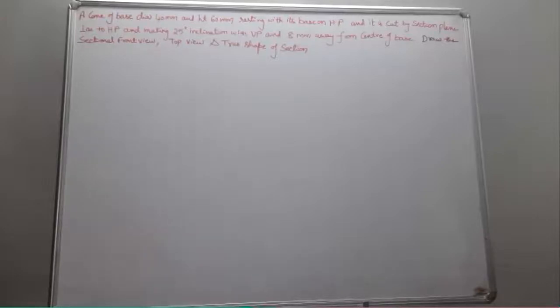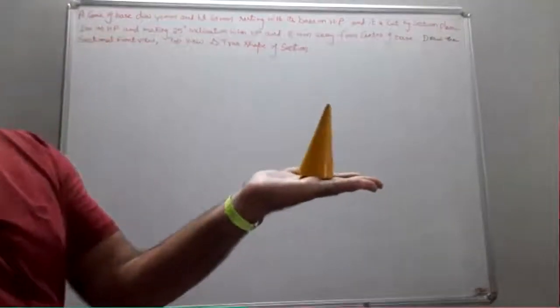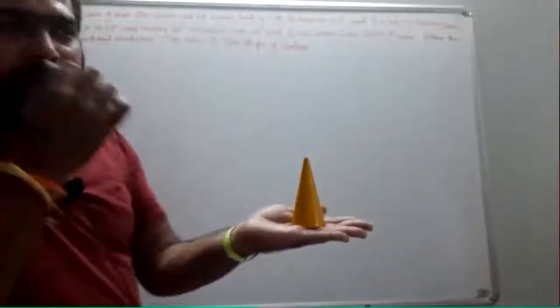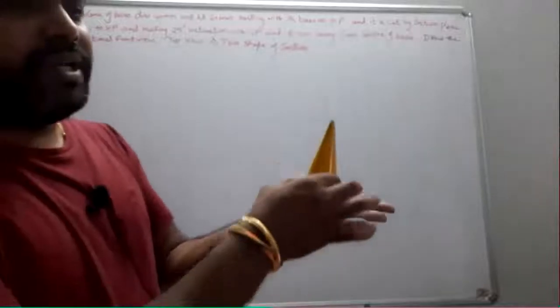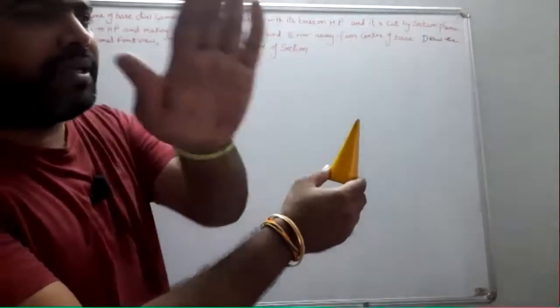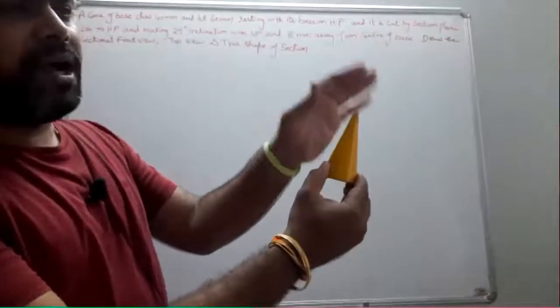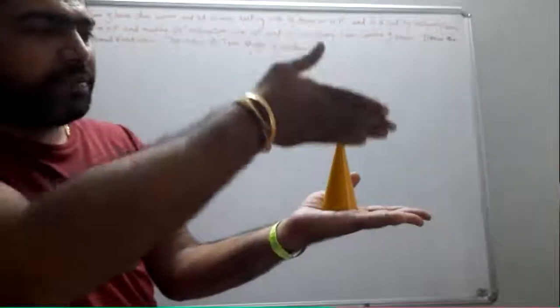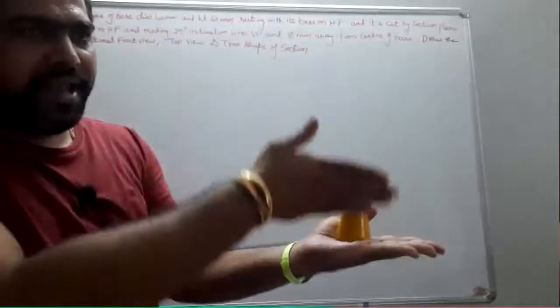All of you read the problem. A cone of base diameter 40 and height 60 is resting with its base on HP like this, and it is cut by the section plane perpendicular to HP like this. So until now we just see the problems where the base is resting on HP and your cutting plane is inclined to HP and perpendicular to VP, and it is supposed to cut in this pattern. But now the base is going to be like this and your cutting plane is perpendicular to HP and it is supposed to cut the solid like this.